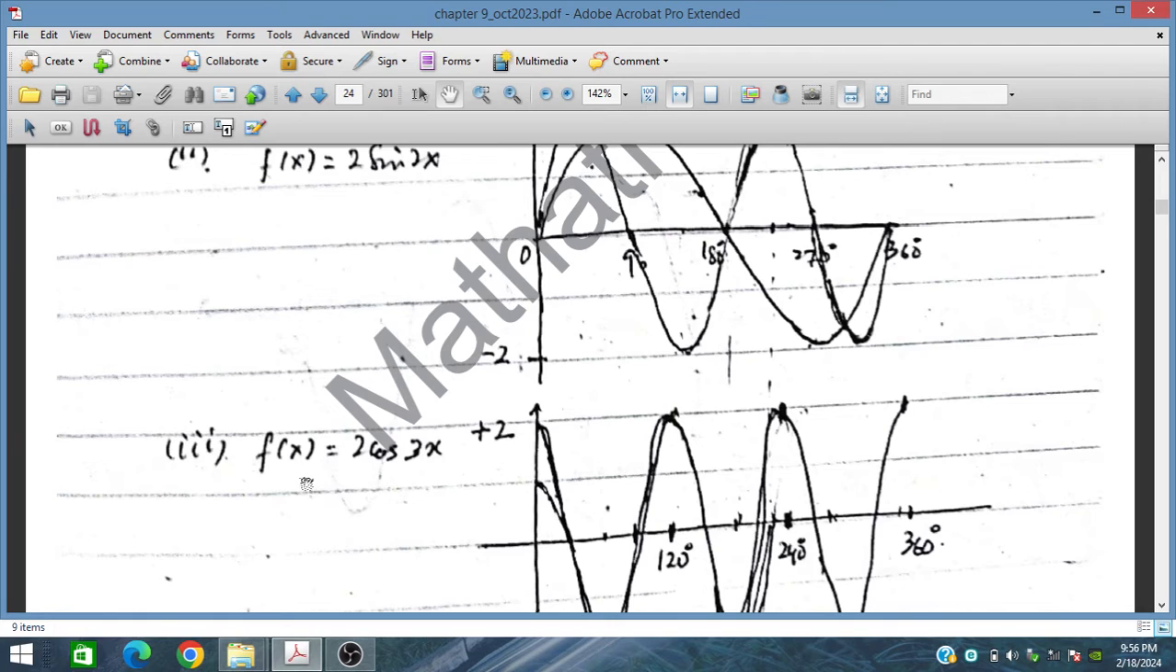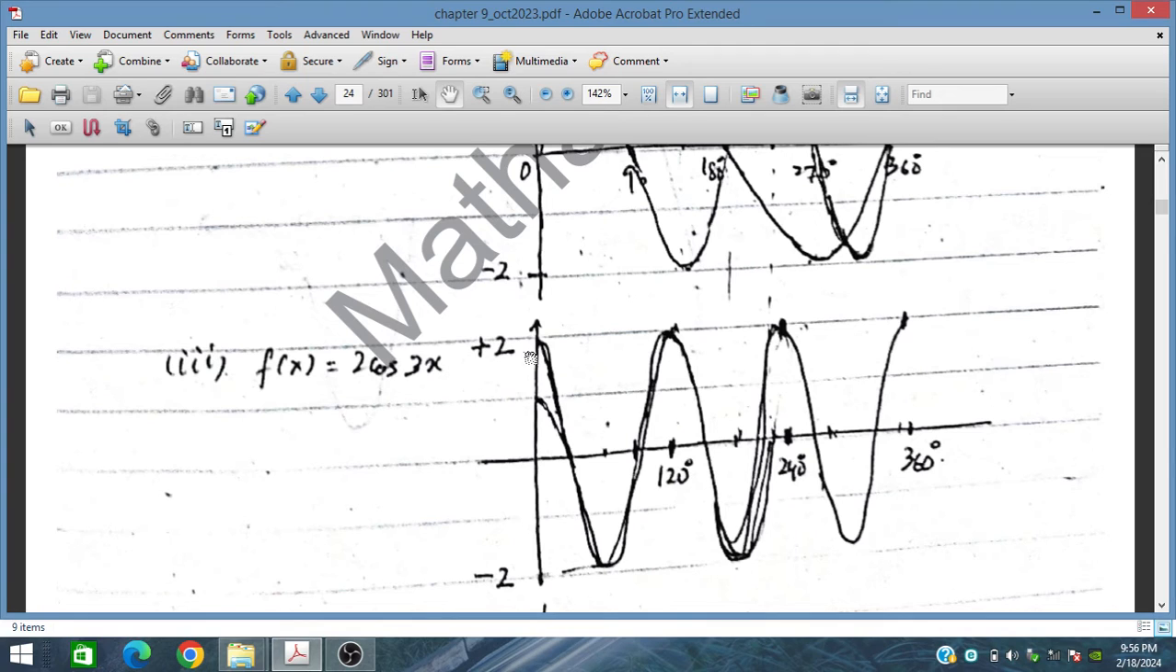In the third case, we have f(x) equal to 2 cos 3x, and this is cos 3x. So cos 3x has three periods: 120 degrees, 240 degrees. From 120 to 240 degrees we have this plot, and from 240 to 360 we again have the same plot. So we have three cosine cycles, and the maximum value of cosine is +1, multiplied by 2, so the amplitude is 2. The period is 120 degrees, because after this it will keep repeating.